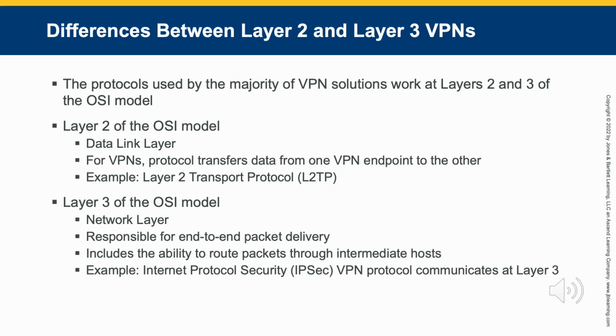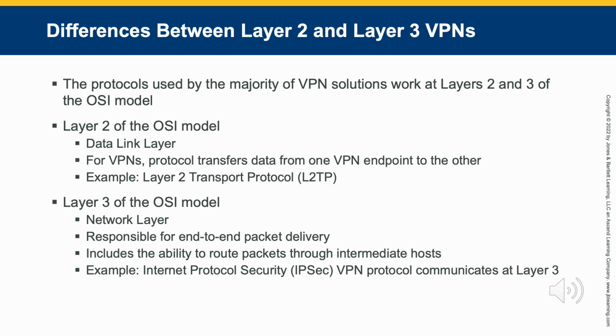What's the difference between a Layer 2 and a Layer 3 VPN? The protocols used by the majority of VPN solutions work at layers 2 and 3 of the OSI model. Layer 2 of the OSI model is the data link layer. For VPNs, the protocol transfers data from one VPN endpoint to another. An example would be Layer 2 Tunneling Protocol, or L2TP.